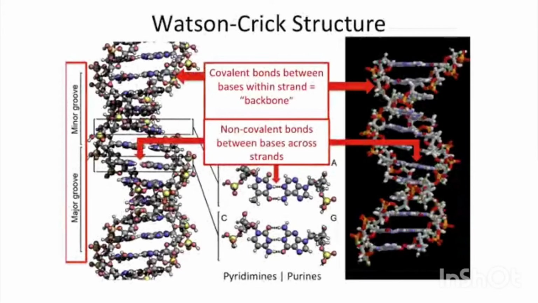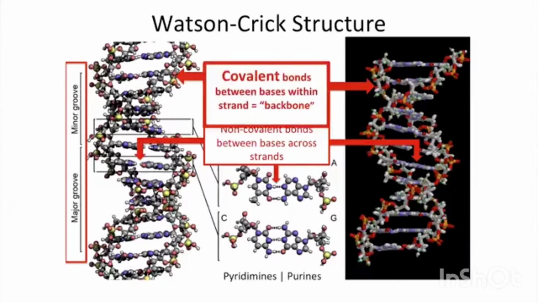I hope you took some time to reflect on the Watson-Crick structure of DNA. Let's review the bonds of the DNA helix before we talk about the implications of their structure. Each of the strands is held together by covalent linkages. On either side of the sugars in the backbone is a phosphate that links the sugars together. These are very strong bonds.